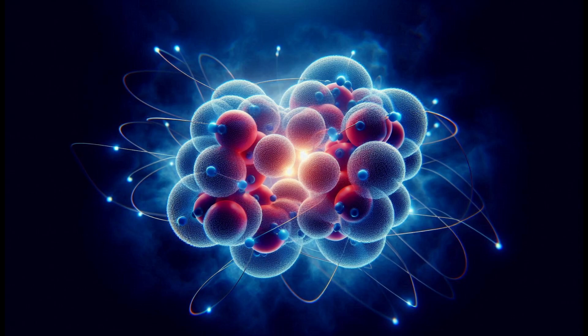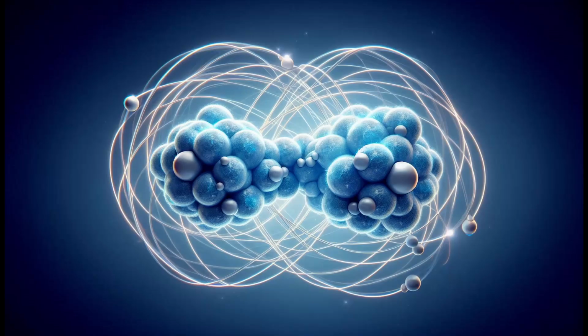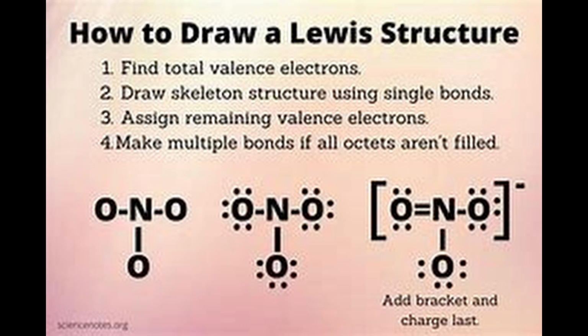While Lewis dot structures might not explain every detail about a molecule's behavior, they give us a strong foundation for understanding the formation and properties of molecules. So, how do we write this Lewis dot structure? First, we need to figure out the total number of valence electrons available for bonding by adding all the valence electrons in the molecule. For example, in methane, carbon contributes 4 valence electrons and each hydrogen contributes 1. That gives us a total of 8 electrons for bonding.